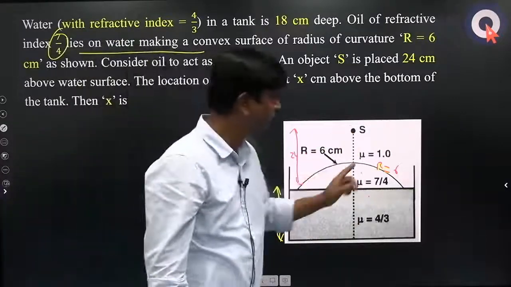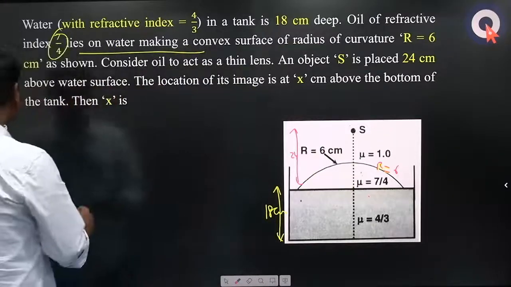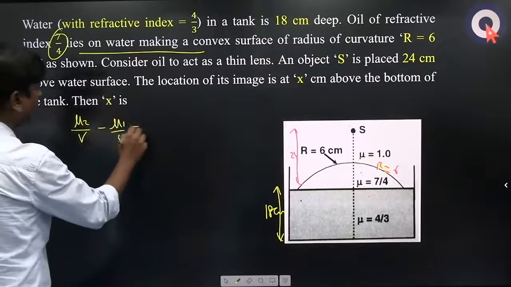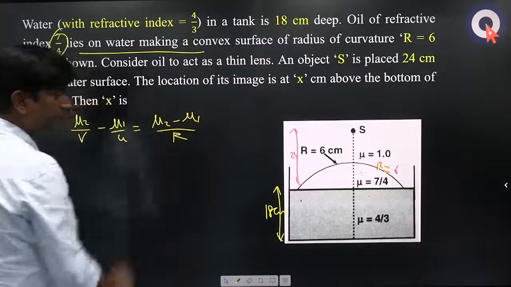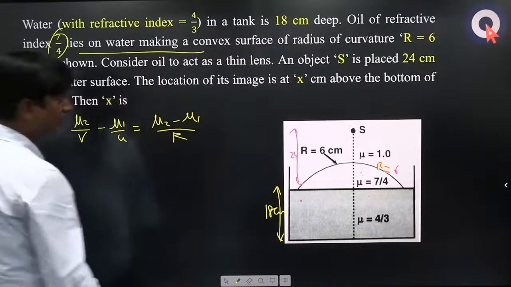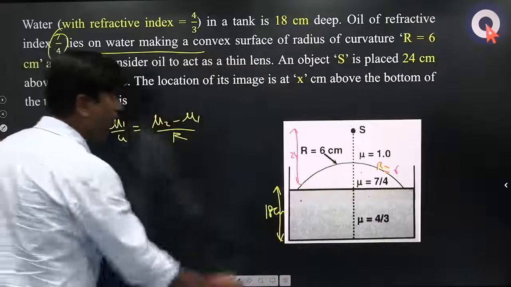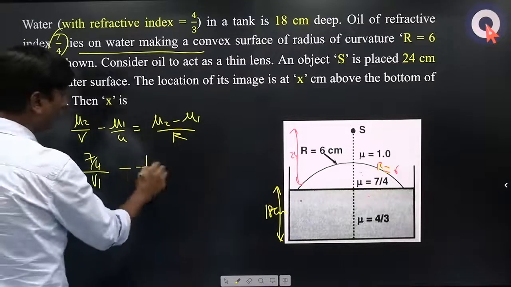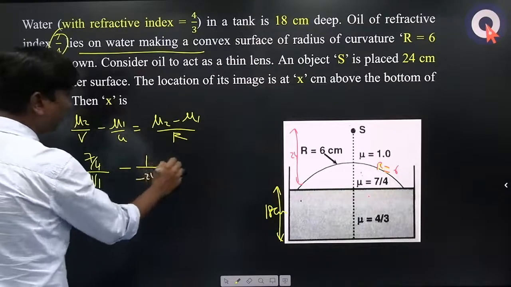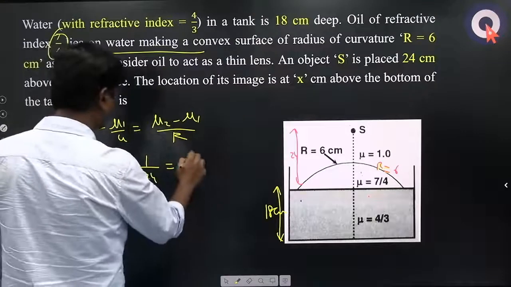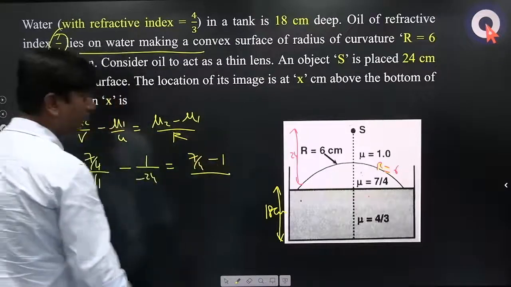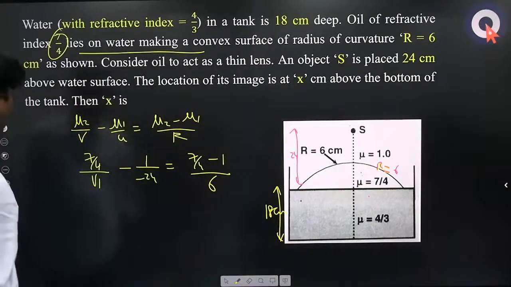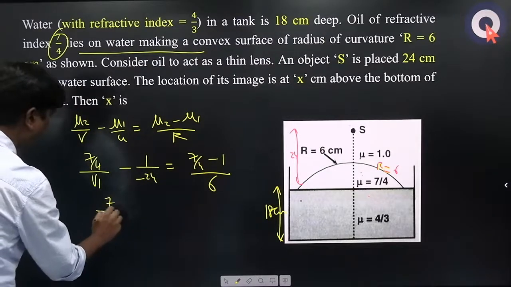So first we consider the spherical refraction. We are using the formula for spherical refraction, that is nu2 by v minus nu1 by u is equal to (nu2 minus nu1) by R. So what is nu2? The ray of light is going from this medium to this medium. So nu2 is 7 by 4 over v1, which we have to calculate, minus nu1, air, 1 by u, which is minus 24, is equal to nu2 minus nu1, so 7 by 4 minus 1, by R. The radius is like this, in the direction of light, so 6, right?